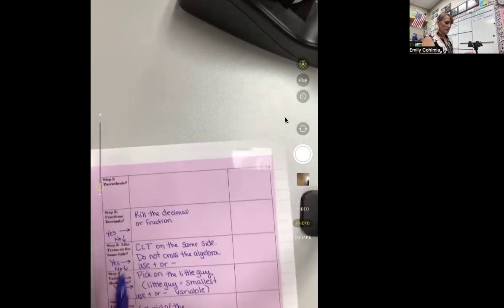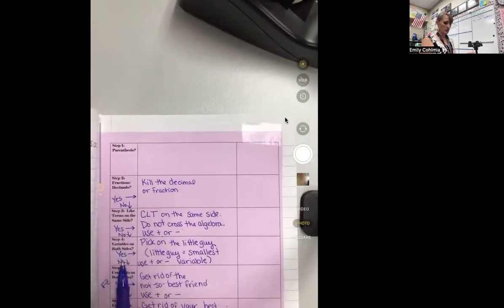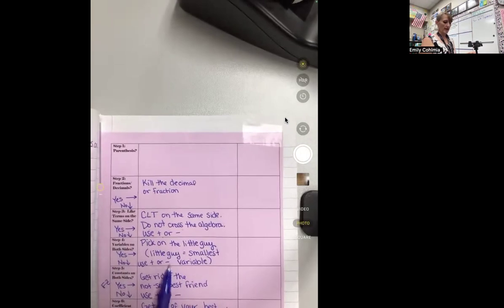So let's look at the next step. So we finished step 3. Step 4 then says, do we have variables on both sides? Yes, we do. So we're going to pick on the little guy. The little guy is the smallest variable.